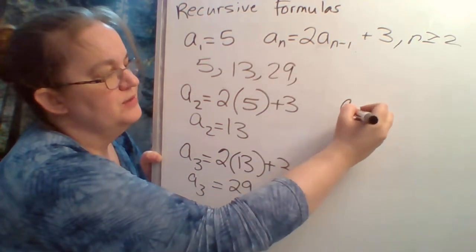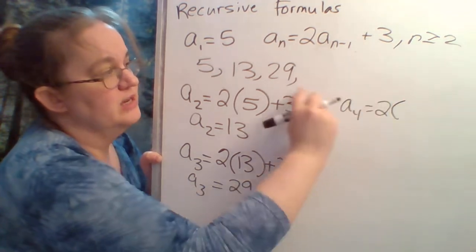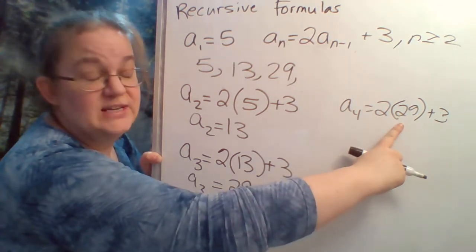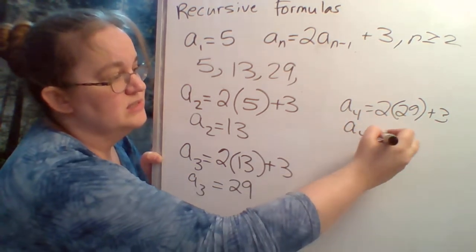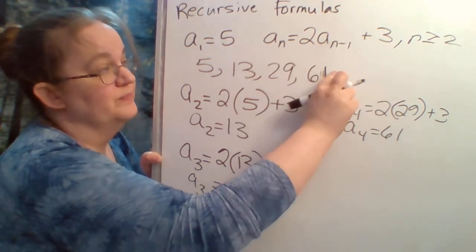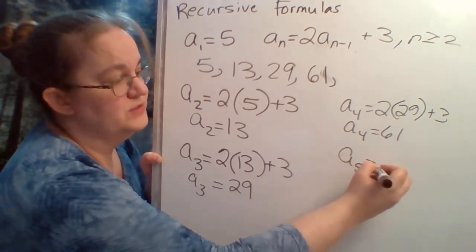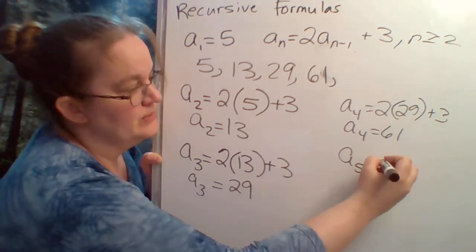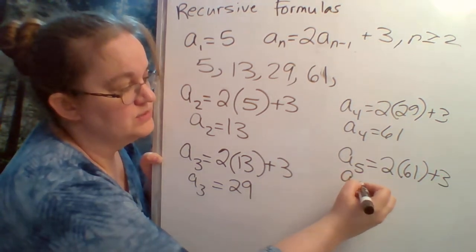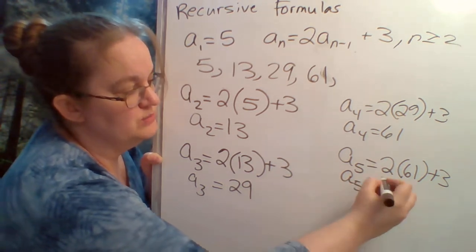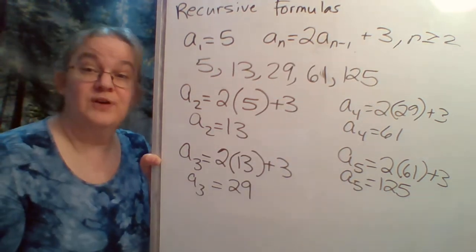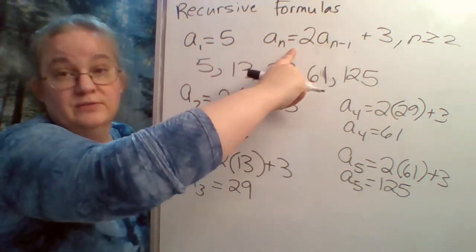If I want to know the fourth term, I'm going to do 2 times the third term plus 3. So this is going to be 58 plus 3 is 61. So my fourth term is going to be 61. And finally, if I want a fifth term, I need to use my fourth term. So 2 times 61 plus 3. When you multiply this out, that's going to be 122 plus 3 is 125. And so that would be the first 5 terms in this recursive formula.